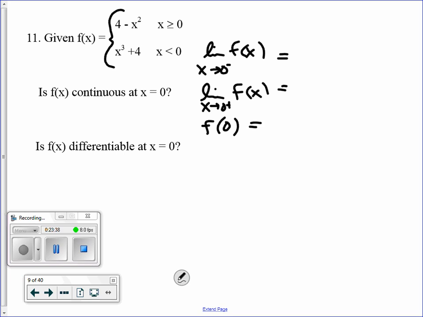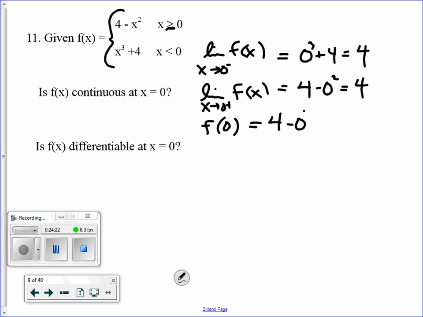Okay. So to get the limit as x approaches 0 from the left, that means x is a number a little less than 0. We use the second branch. So we get 0 cubed plus 4, which equals 4. To get the limit as x approaches 0 from the right, we're going to plug 0 into the upper equation. So we have 4 minus 0 squared. That's also 4. So the two-sided limit exists. Now we just want to make sure we get the same value for f of 0. Well, we're in luck because there's an equal here. So we would plug in 0 there.